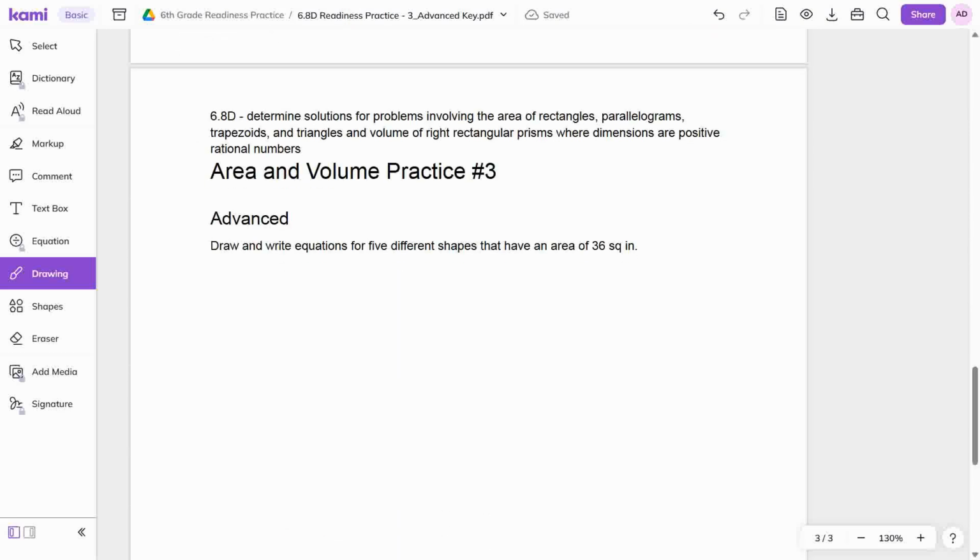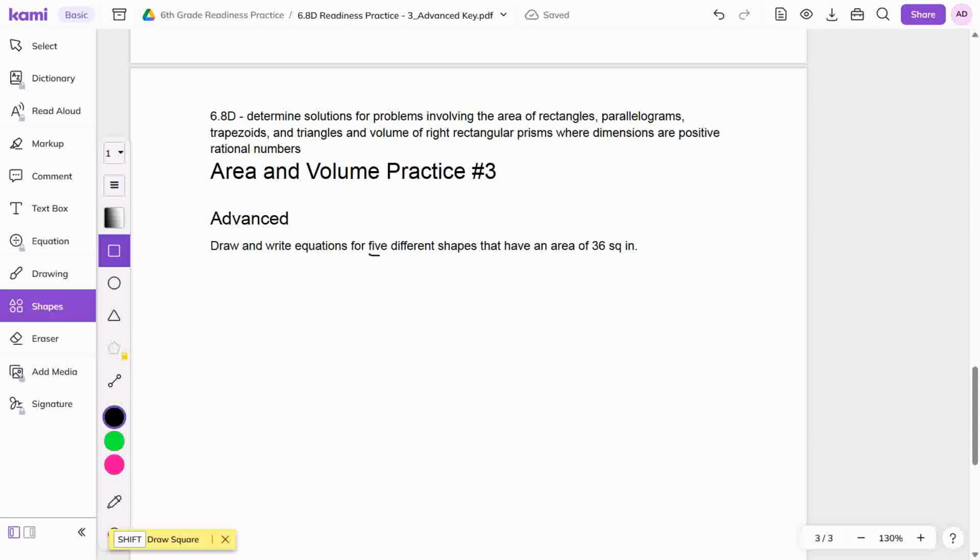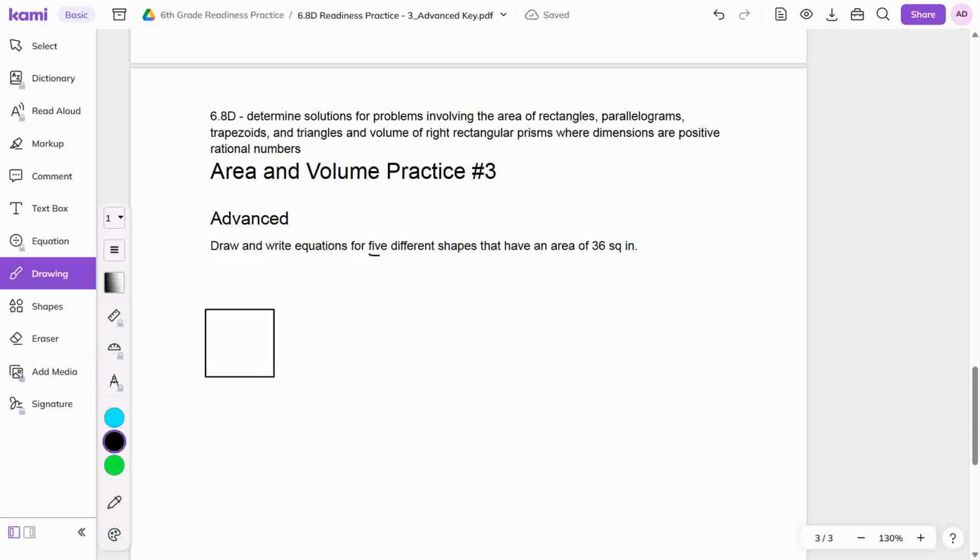For our third problem, we need to draw and write 5 equations for five different shapes. All right, so let's start simple. We're looking for 36, right? Hopefully we're thinking, okay, that's easy. That's a square. So let's make a square. And so this is going to be 6 inches, 6 inches. So area equals side times side. So area equals 6 times 6.